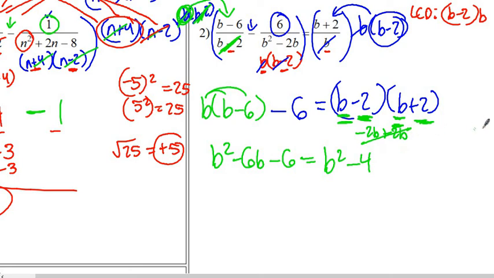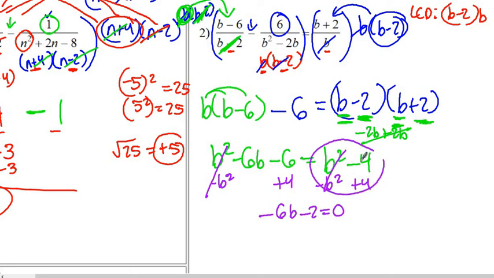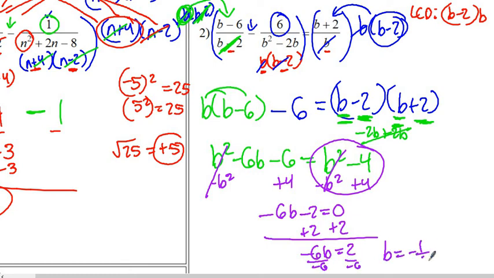Now what we can do is move everything to one side and put it in standard form, so let's subtract b squared, and that's kind of nice because those are now both completely gone, and we'll add 4 to both sides. We'll get negative 6b, negative 6 plus 4 is negative 2, and that equals 0 now because we moved all that stuff over. We'll add 2 to both sides. We'll get negative 6b equals 2. Divide by negative 6, and we say that b equals negative 1/3.